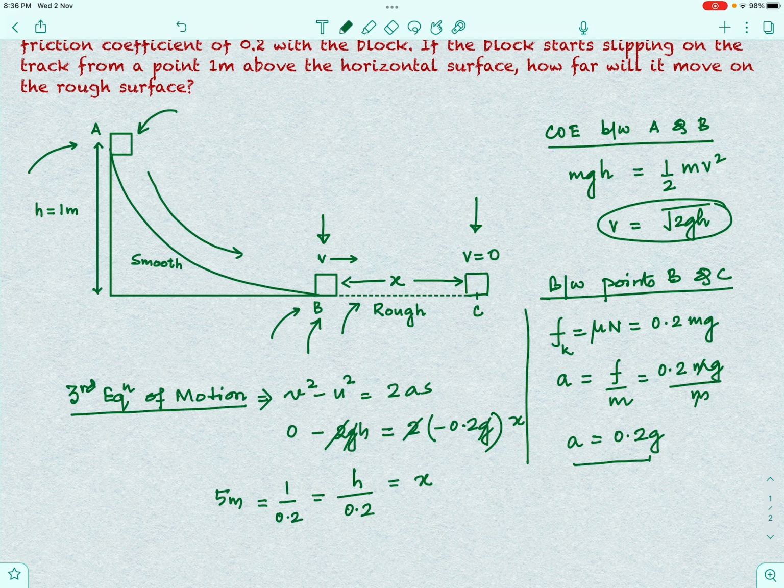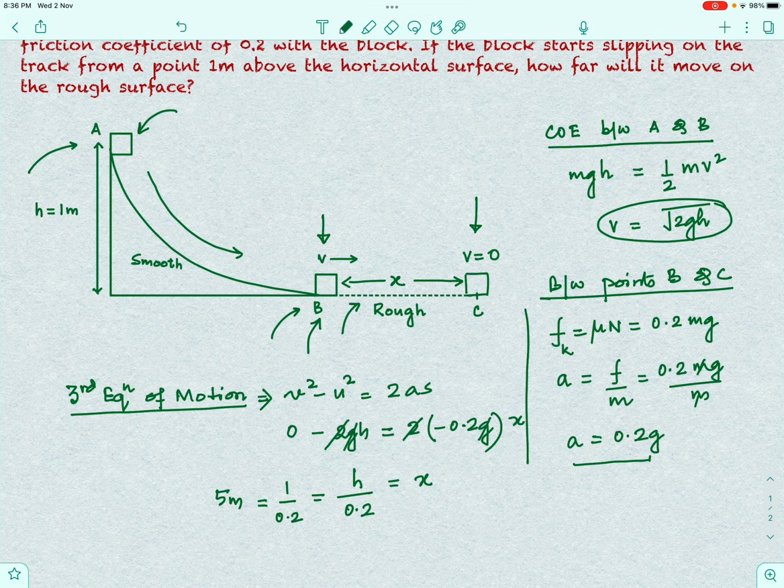What we can do here is use the work energy theorem between the points A and C directly, where we can find out the work done by all forces between the points A and C and then put it equal to the change in kinetic energy. If we look at the figure, between the points A and C, which we can of course divide into two parts, from A to B and then from B to C.